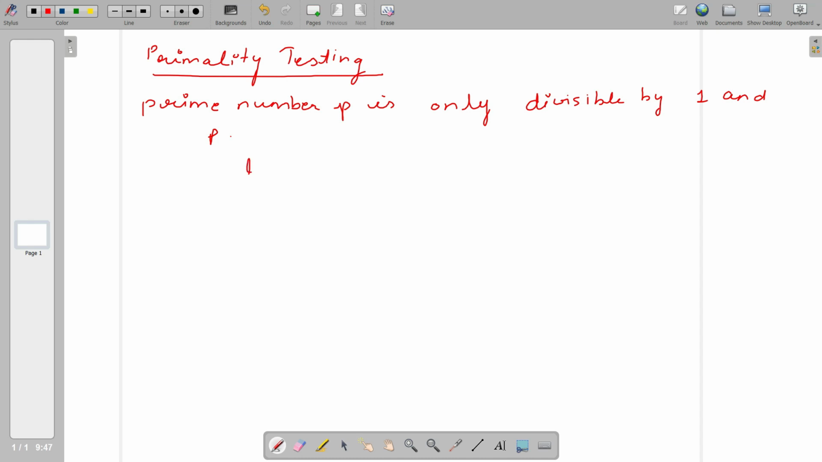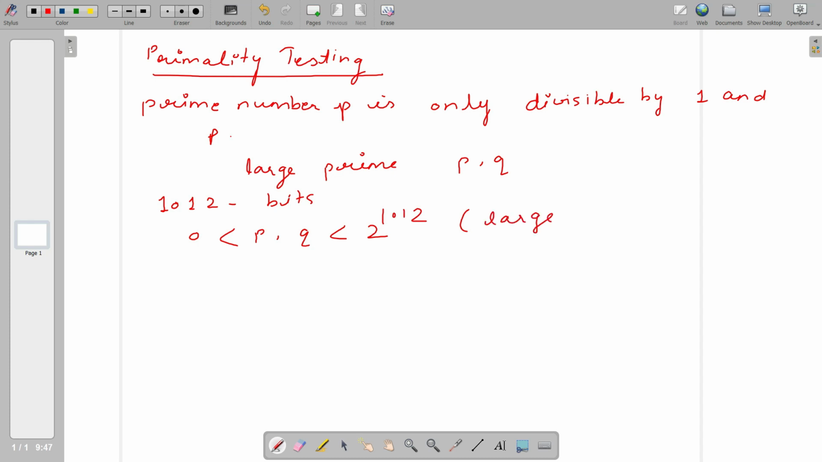We need large prime numbers for the RSA algorithm, large primes like P and Q. For example, we need to select a 1012 bit prime, so this P and Q will lie between 0 and 2 to the power 1012. It is really a very large number. So how do we generate such a large prime number, and how do we verify that it is prime?